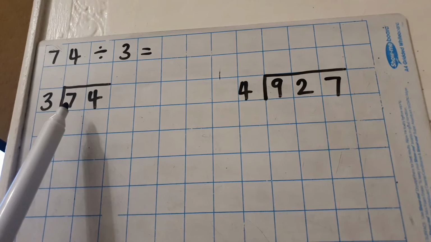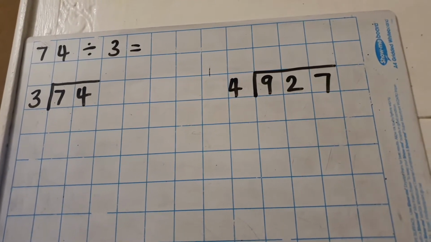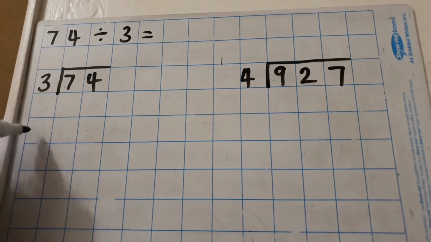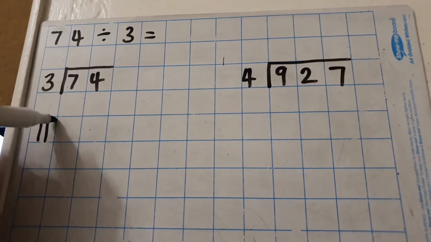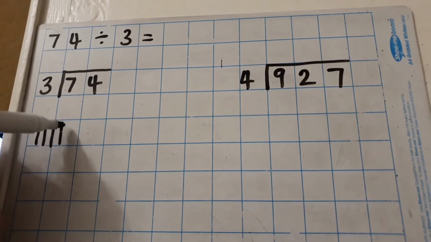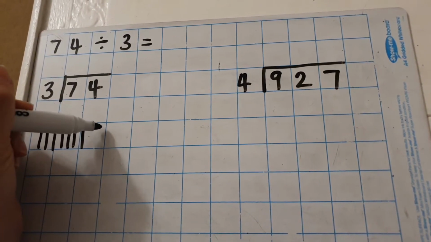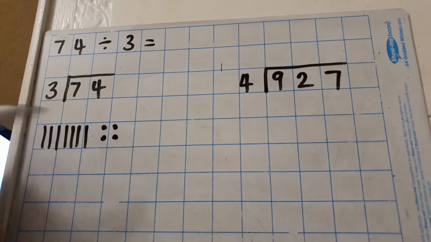Now, some children will know this straight away using their times table. Others may need to write some notes to help them. The way we've been doing it at school is we can draw the number out. So we draw our 10s in blocks. 3, 4, 5, 6, 7. And then we draw our 1s as little dots like this.